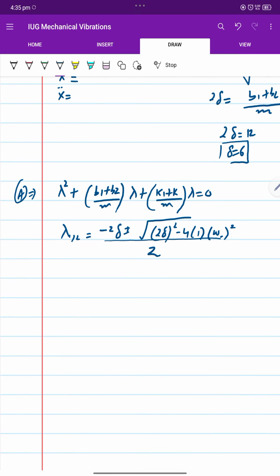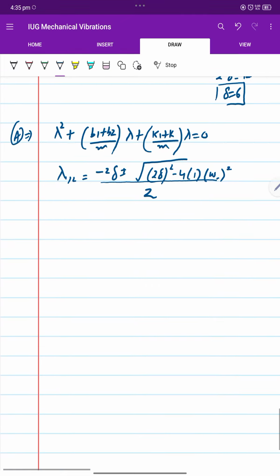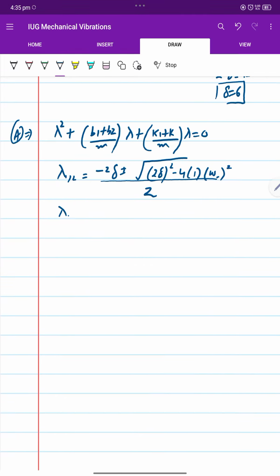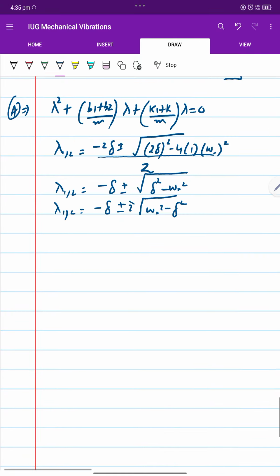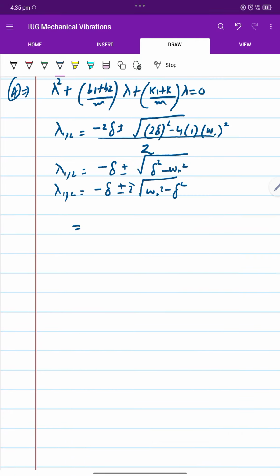So if you solve these equations and simplify further, it becomes minus the damping coefficient plus or minus the square root of damping coefficient squared minus omega n squared. Both roots, lambda 1 and lambda 2, will be equal to minus lambda. Taking out an iota, it becomes omega n squared minus damping coefficient squared. So it makes us minus 6.